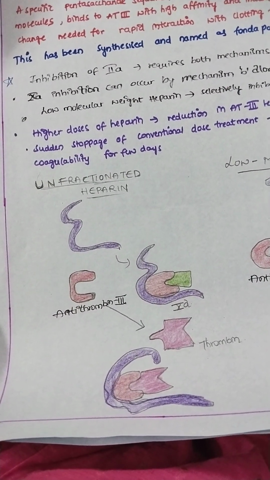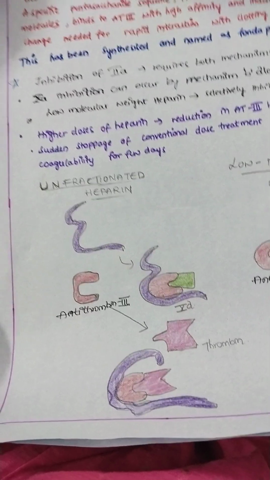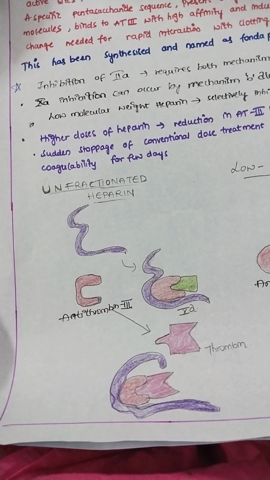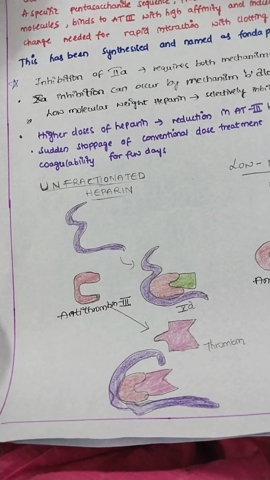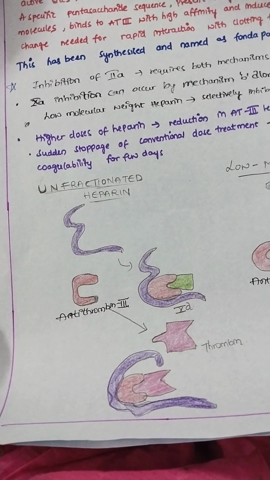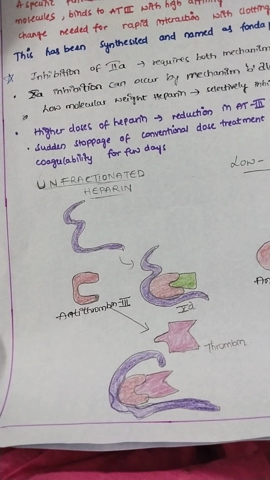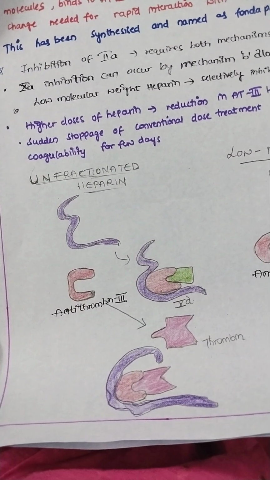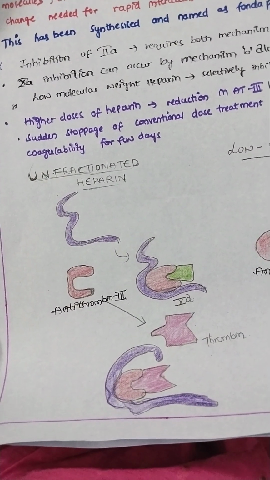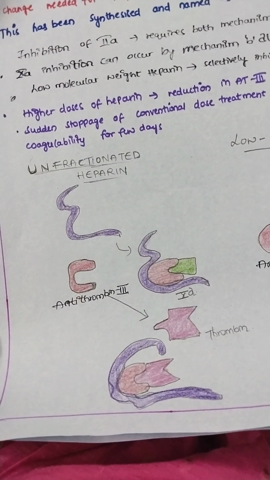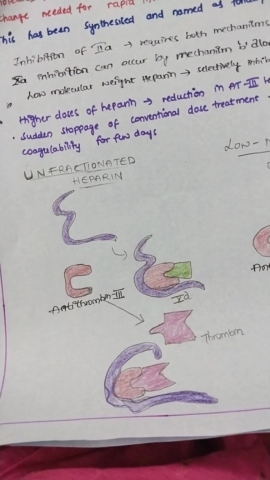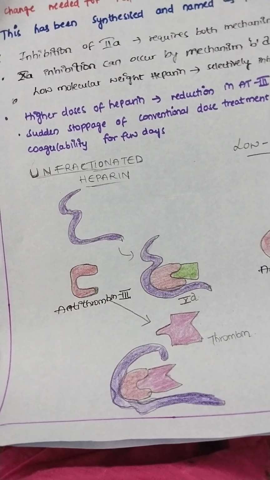This long molecule heparin will provide a large scaffolding so that antithrombin 3 can bind with factor 10A by undergoing a conformational change and exposing its interactive site. And due to this large scaffolding it can also bind to thrombin, and it will inhibit thrombin along with 10A.